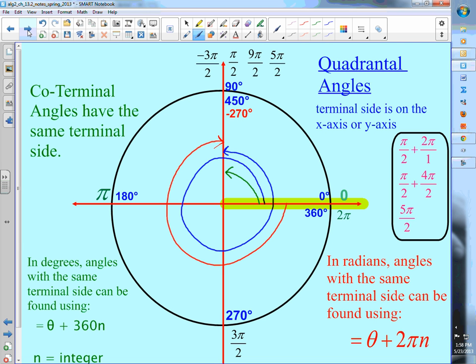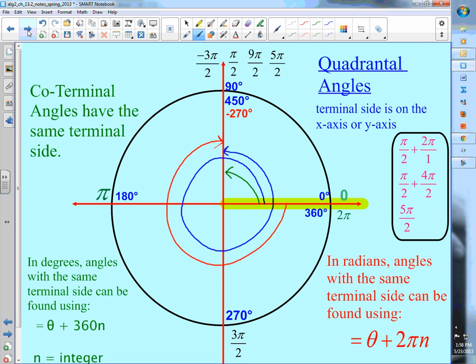So now we're going to start talking about different names for angles and different terminology. Some of it is very relevant. Some of it is more information than you need right now. First of all, we want to talk about coterminal angles. Those are angles that have the same terminal side. In other words, you go around and around and around, stop. Where they stop is the terminal side.